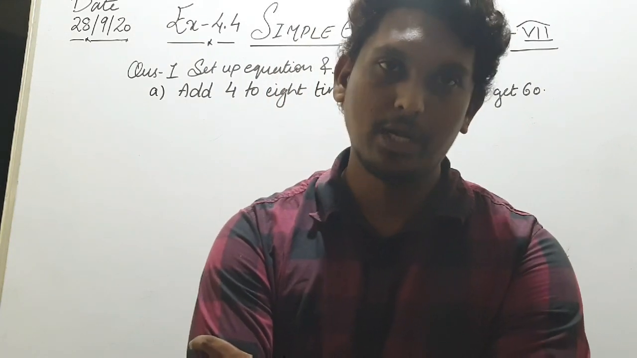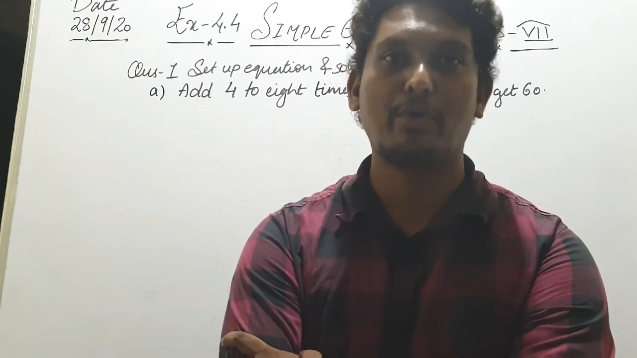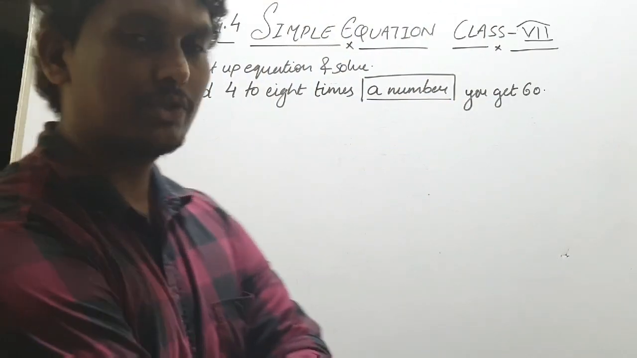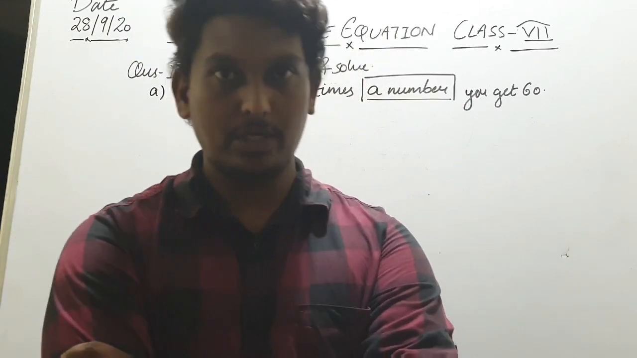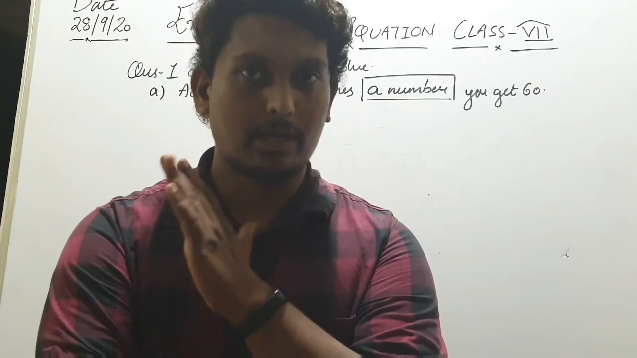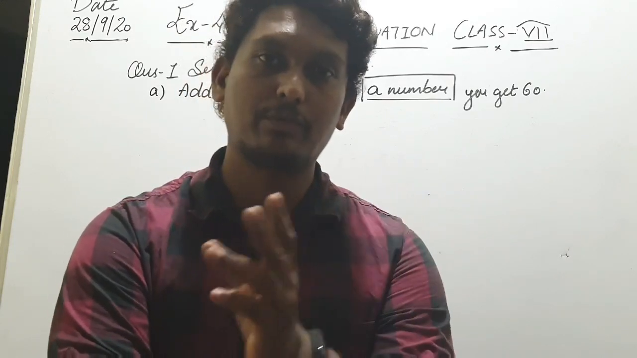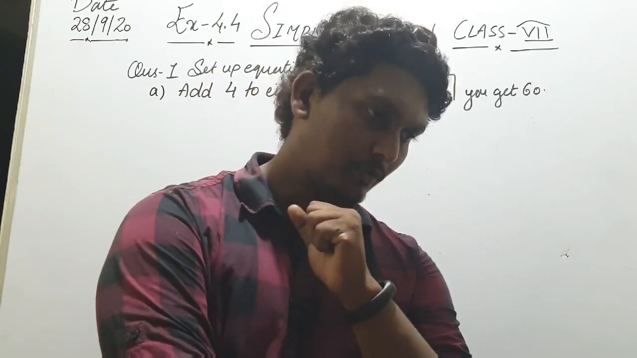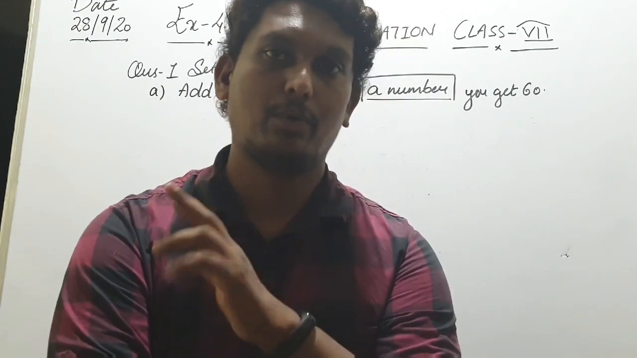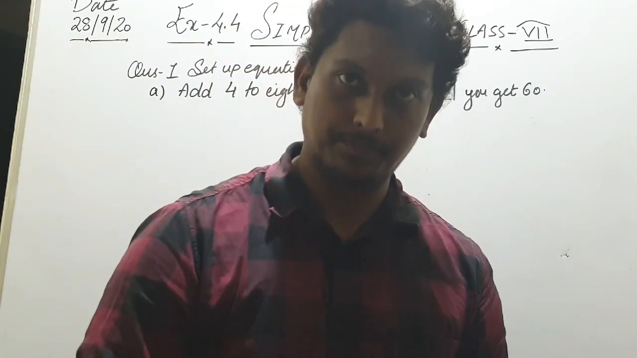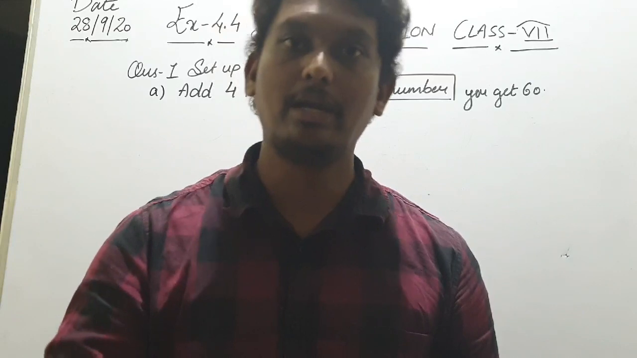Come to the last exercise of this chapter, that is 4.4. Here the first question is set up the equation and solve. Read the question very carefully. First you have to set up the equation, then we have to solve it. In the previous exercise we have only set up the equation, right? So here now we are going to do both. We are going to set up the equation and solve.